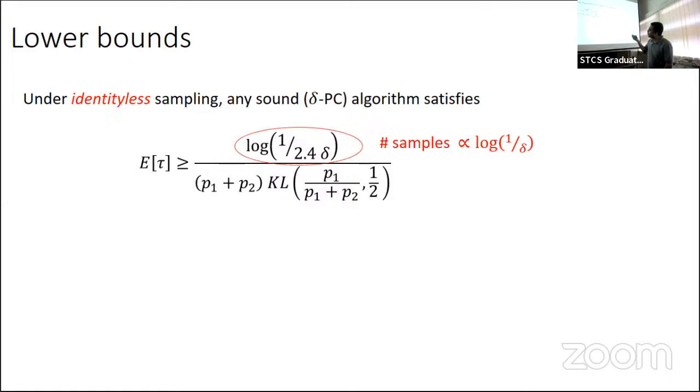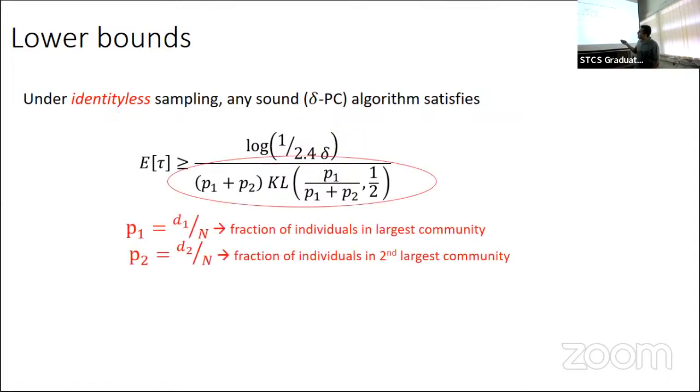Thing to note here is that the lower bound scales as log of 1 by delta, right? So as delta becomes smaller, that means I want to be more and more accurate. Obviously, the lower bound goes up, but the manner in which it goes up is in fact of the order of log 1 by delta, right? This denominator here is basically what is specific to the underlying problem instance, okay? And here, P1 is simply the fraction of the total population corresponding to community 1. P2 is the fraction of the total population corresponding to community 2. So therefore, the lower bound essentially depends only on the fraction of the population corresponding to the top two communities. That is the point here.